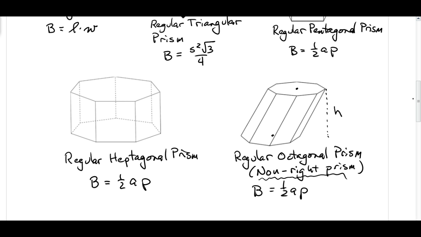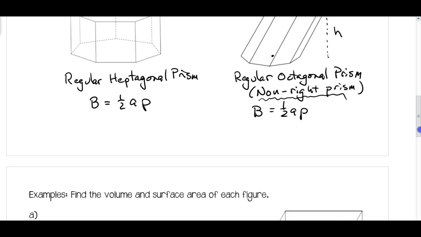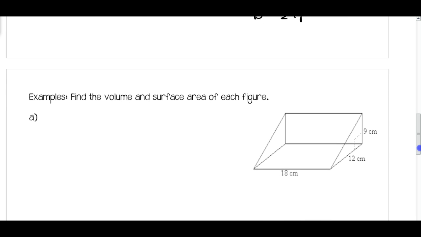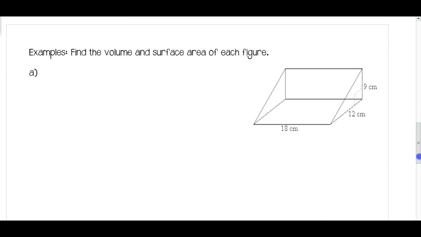And again, if you want to try these examples on your own, feel free to pause the video and work through them on your own. So notice in the directions here it says find the volume and surface area for each figure. So we're going to do 2 things for each.